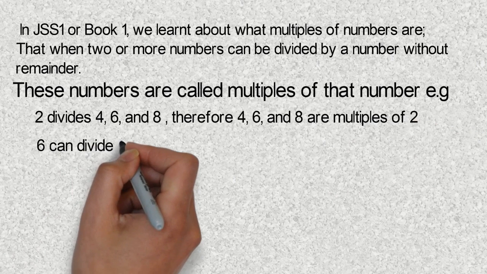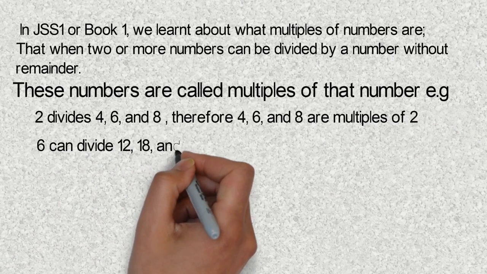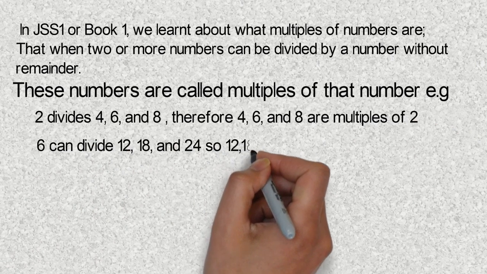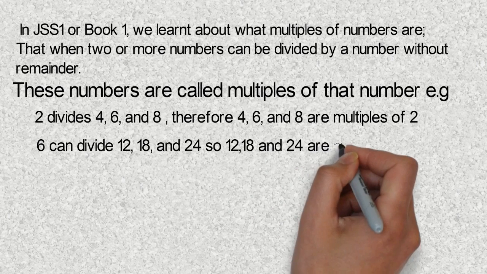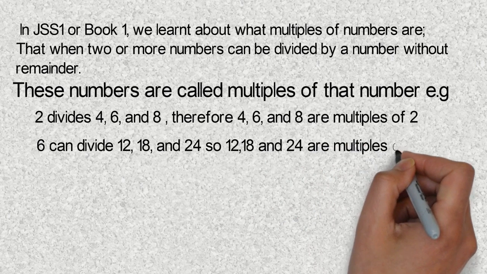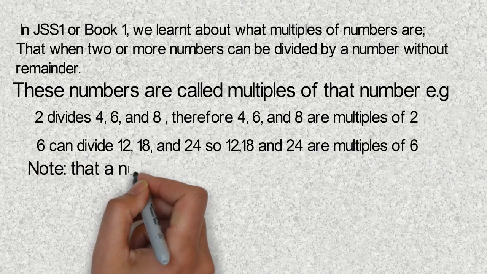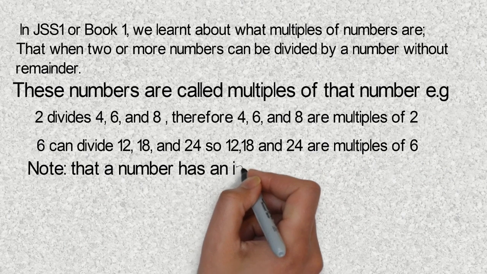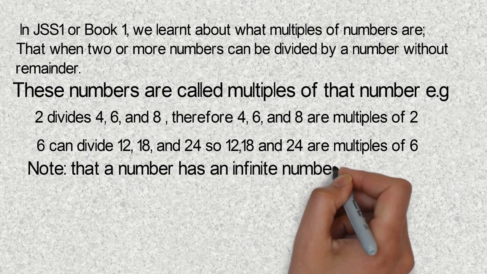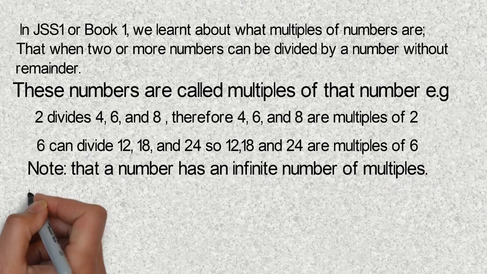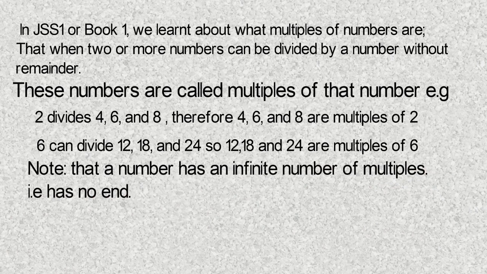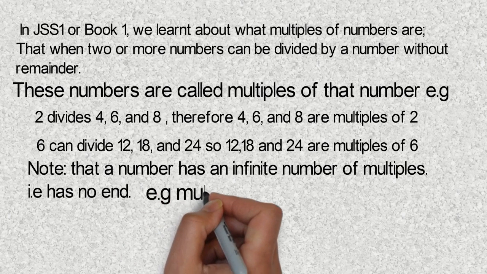So therefore, 4, 6 and 8 are multiples of 2. Also, 6 can divide 12, 18 and 24. So this makes 12, 18 and 24 multiples of 6. Note that a number has an infinite number of multiples, that is, has no end. The word infinite means it continues without an end. So multiples of numbers continue without an end.